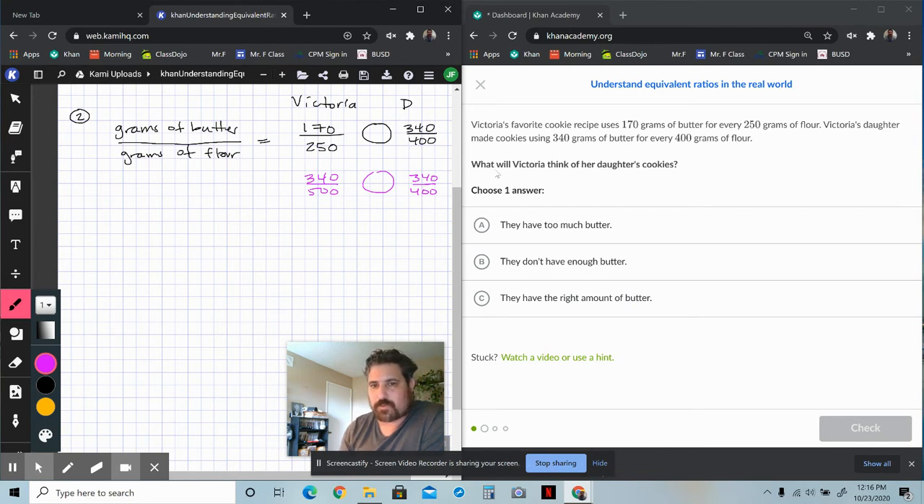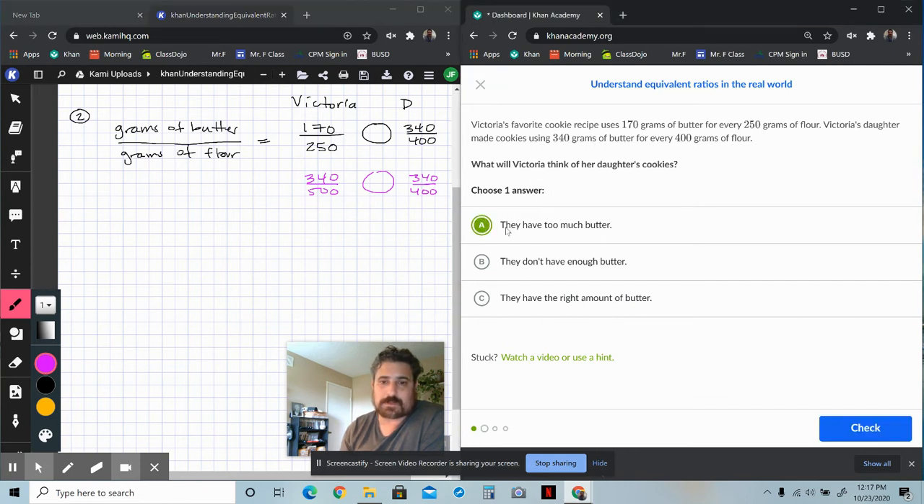So when it says, what will Victoria think of her daughter's cookies? Well, Victoria is going to think that her daughter's cookies have more butter than she likes, right? So would she think that they have too much butter, they don't have enough butter, or they have just the right amount of butter? Victoria's going to think her daughter's cookies have too much butter, because the daughter's cookies are more buttery than Victoria's.